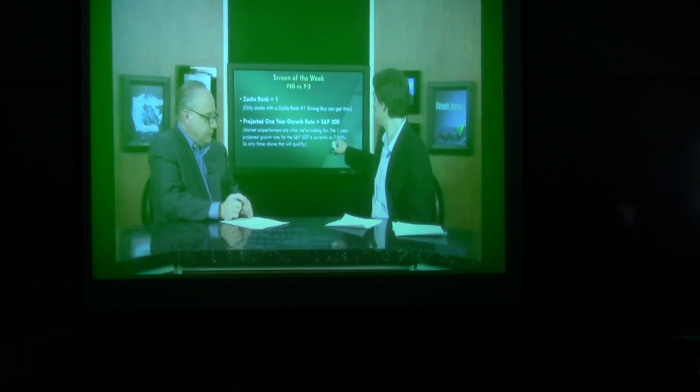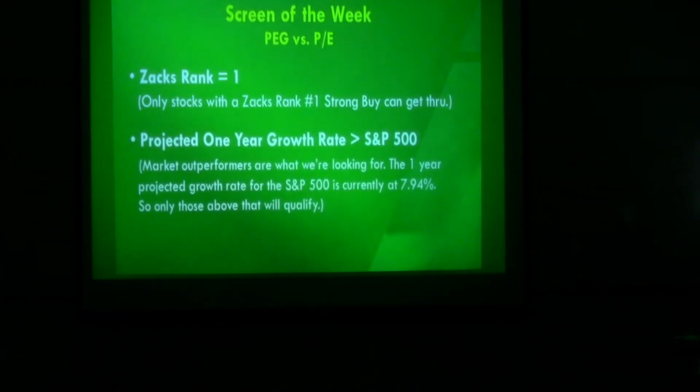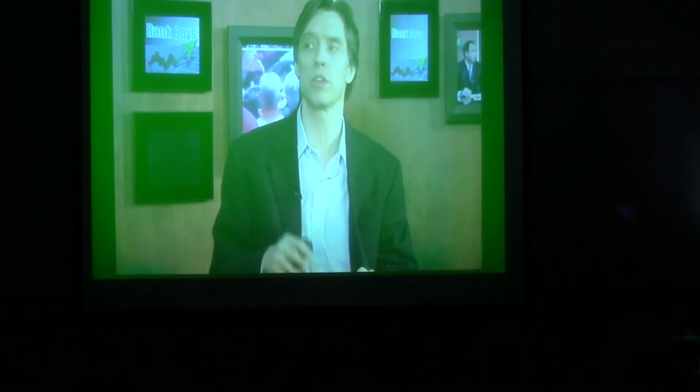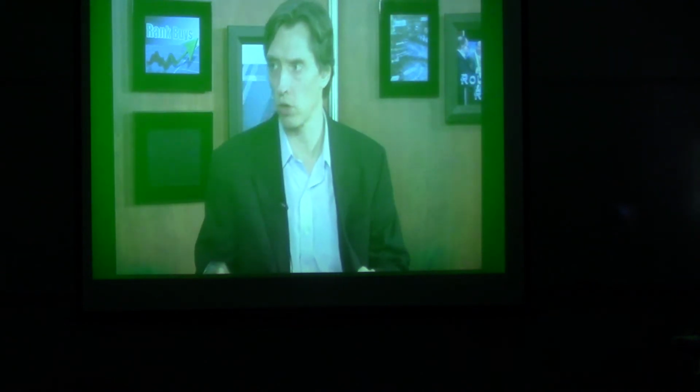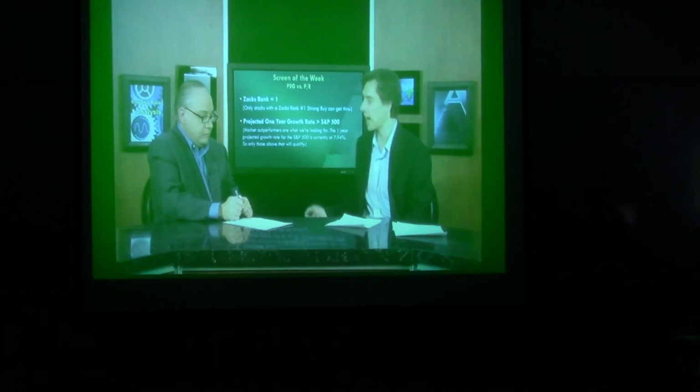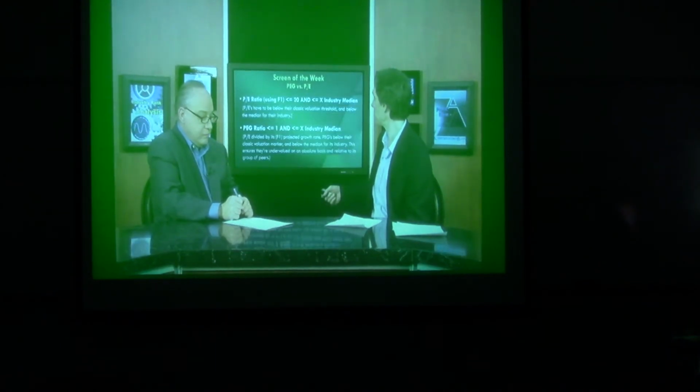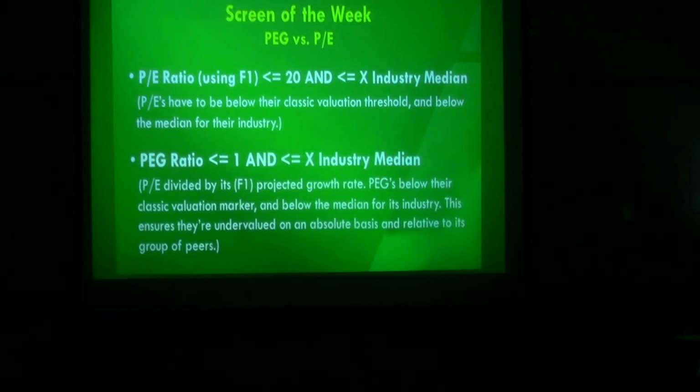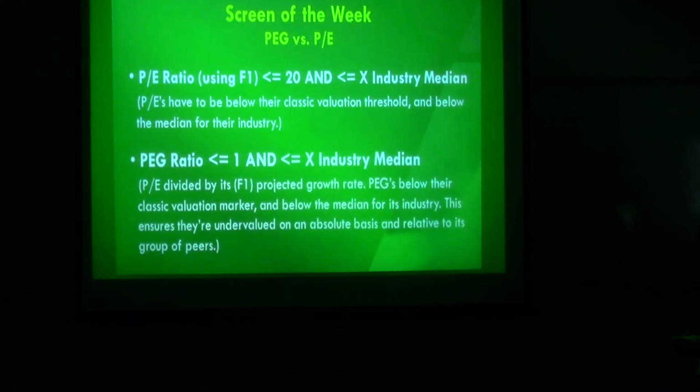And if you see here, the average growth rate using the F1 estimate for the S&P is currently at 7.94%. So any company with a growth rate above that number is going to be able to qualify, okay? Next, we have the PE ratio. I want the PE ratio to be less than or equal to 20. That is the classical way that people will look at PE, that 20 threshold. And I want the PE ratio to be less than the median for its industry.